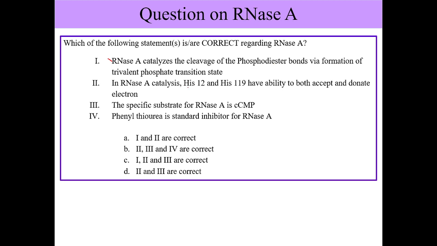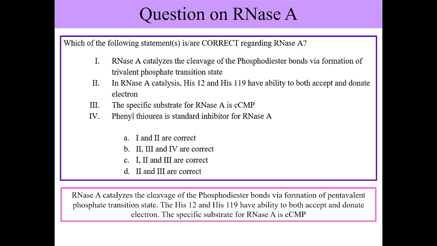In RNase A catalysis, histidine 12 and histidine 119 play an important role, and they have the ability to both accept and donate electron. The specific substrate for RNase A is cyclic CMP. Phenylthiourea is the standard inhibitor for RNase A. Okay, so which one do you think is the right answer?